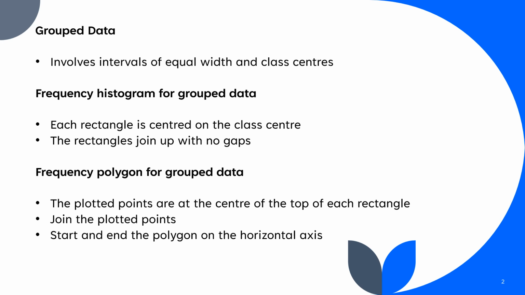We're going to have a look at a frequency histogram for group data. Each rectangle that you form for your histogram is centered on the class center, and the rectangles join up and there are no gaps. The polygon connects the center of the top of each rectangle, joining the plotted points, and it starts and ends on the horizontal axis. So we'll have a look at an example of this.